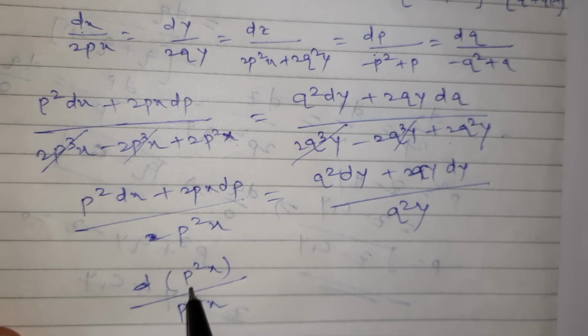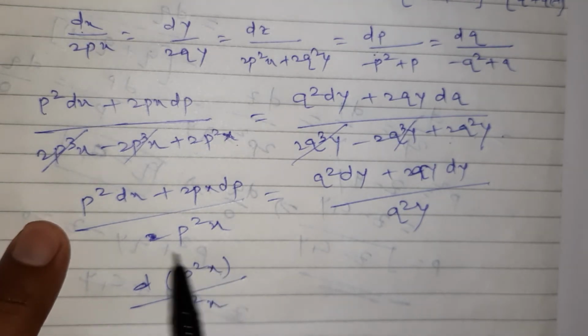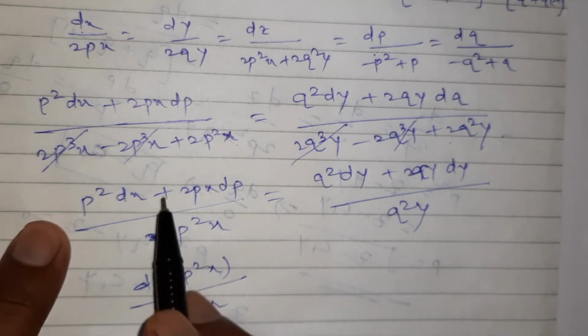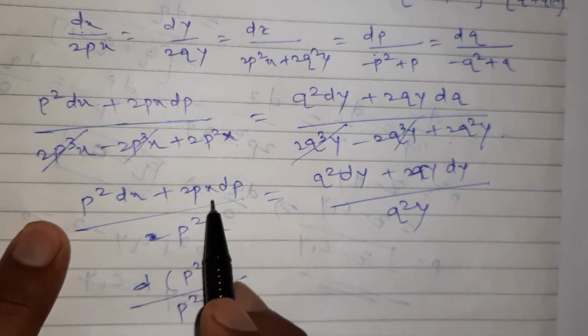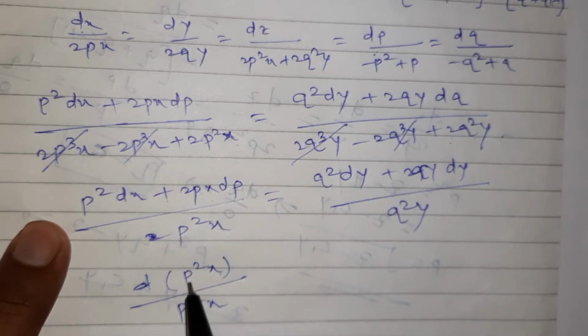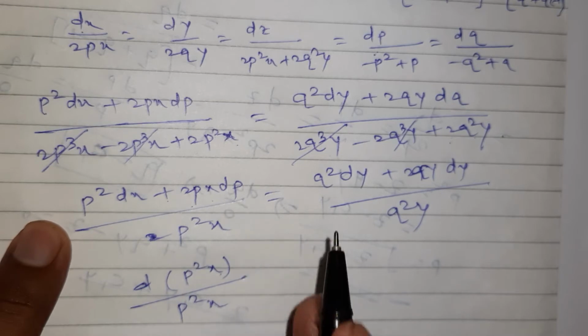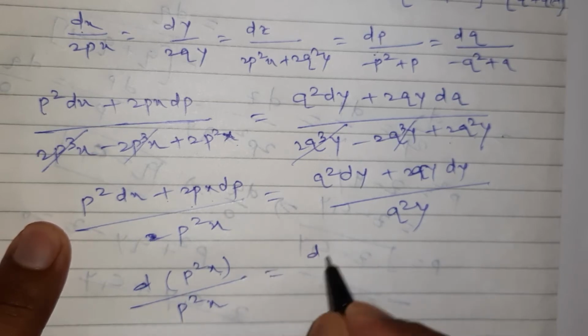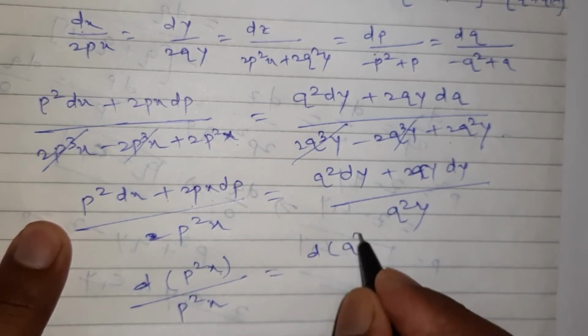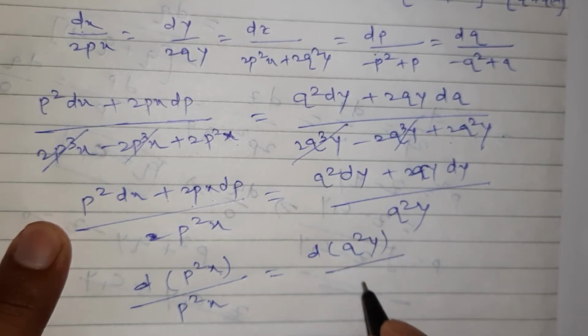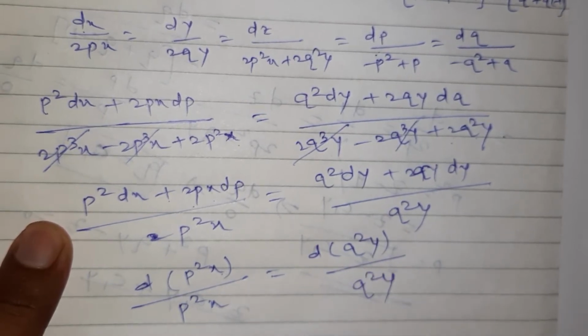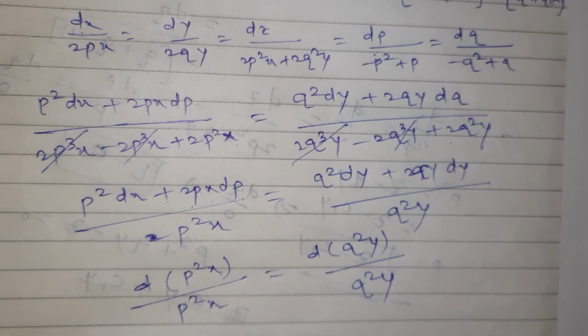What is the derivative of p²? 2px, or 2p, using the u into v rule here. p² as it is, derivative of x is dx, plus x as it is, derivative of p² is 2p dp, is equal to, same way, derivative of q²y upon q²y. Understood it?